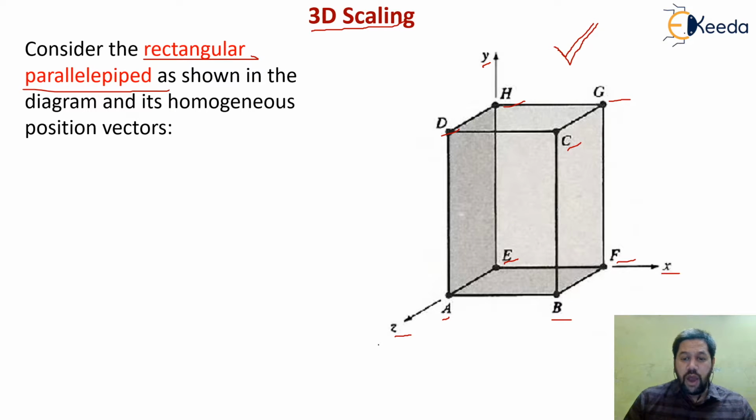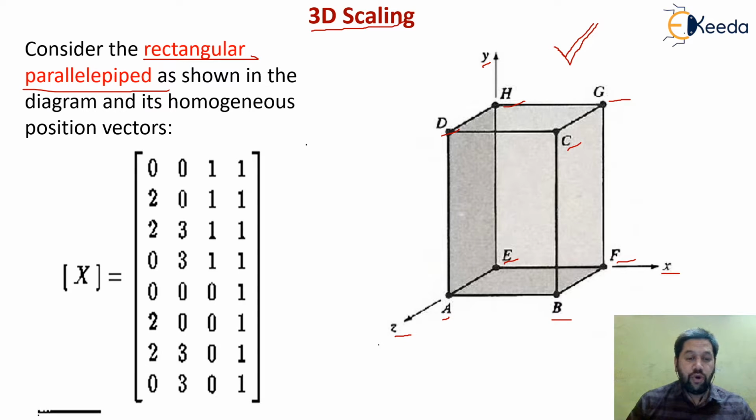Now, how will this a b c d e f g h be represented? Because we have seen the three-dimensional transformation matrix, the scaling type of matrix. So I must have the matrix representation of the original object. The original object should be represented in matrix form. So let us consider how this particular object will be represented in a three-dimensional matrix form.